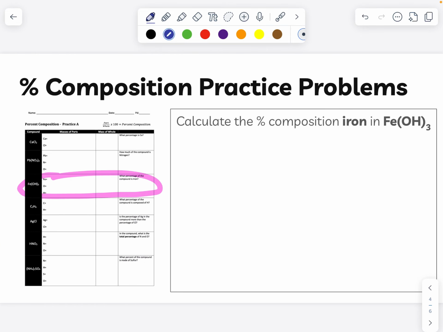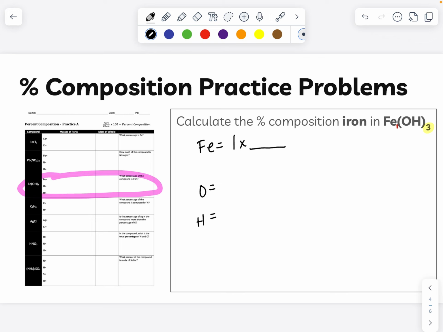The second one we're going to look at is actually the third problem on your sheet, iron hydroxide. And it wants to know the percent of iron. So again, the first thing I'm going to do is I'm just going to look and count what I have. So I have iron, I have oxygen, and I have hydrogen. So once again, I'm going to look at my little numbers because I do have some of those here. There is nothing next to the iron, right? So I know that's an invisible 1. So for iron, we just have 1.